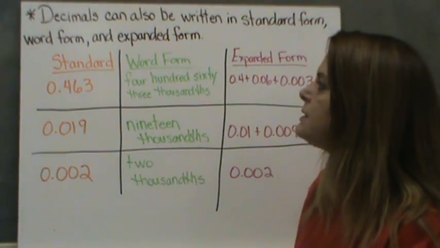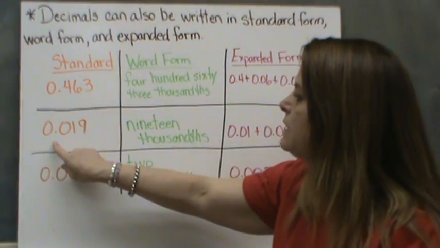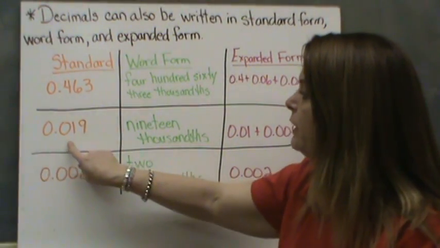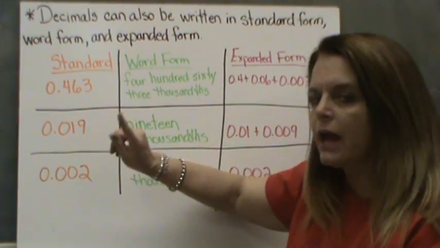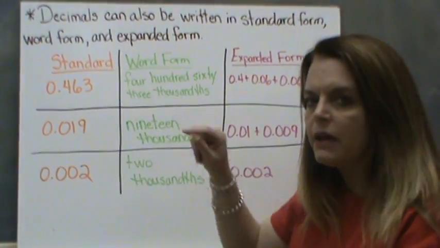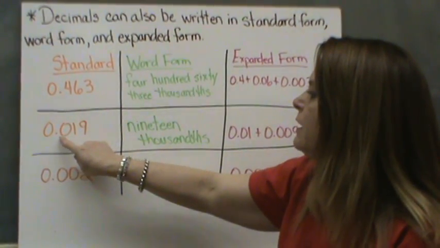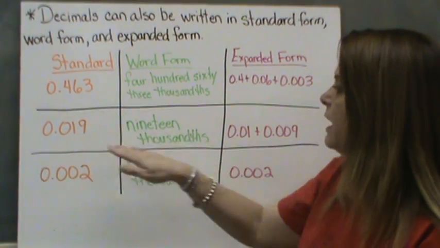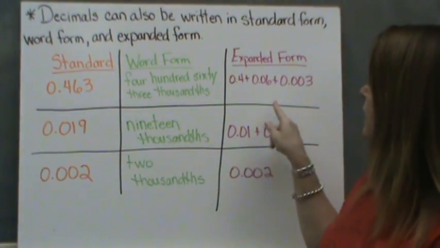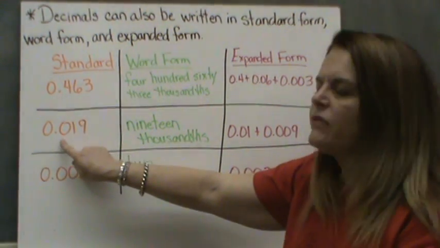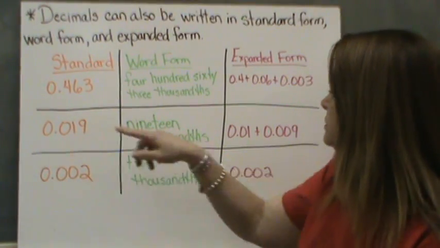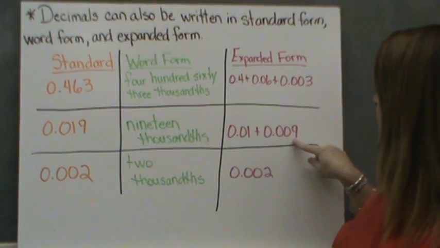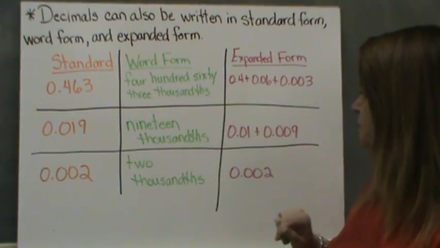Here's another one. Standard form, 0.019. I'm going to read the number to the right of the decimal. The last word I say is the place value of the last number. So I have 19 tenths, hundredths, thousandths. So I'm going to say 19 thousandths. In expanded form, well, I don't have any tenths, so I don't have to write the zeros. So I can say it's 1 hundredth plus 9 thousandths.